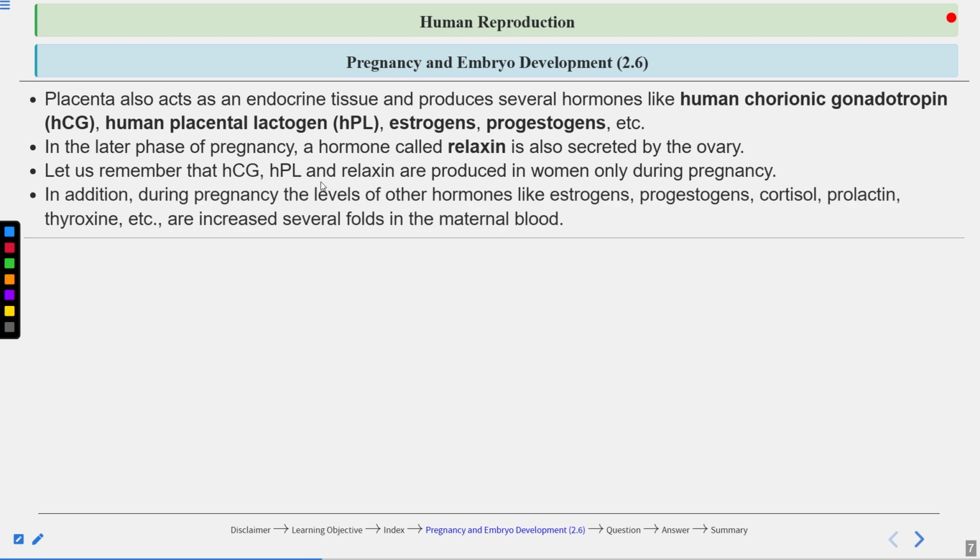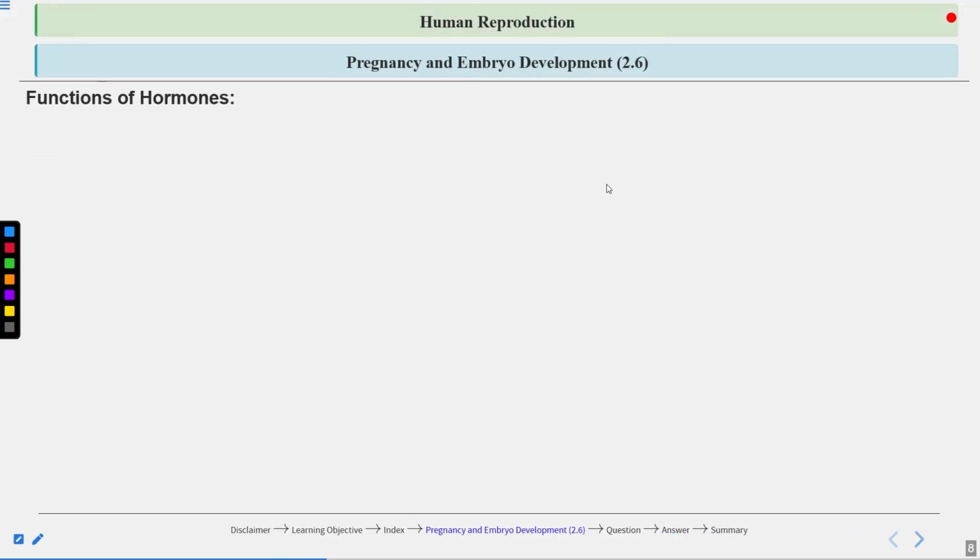In addition, during pregnancy, levels of other hormones like estrogen, progesterone, cortisol, prolactin, thyroxine, etc. increase several folds in the maternal blood. So you can see a lot of hormones are being synthesized here. The levels of these hormones are increasing several folds in the maternal blood. Hormones play a very important role in the menstrual cycle and also in pregnancy. Now let's talk about the function of these hormones.